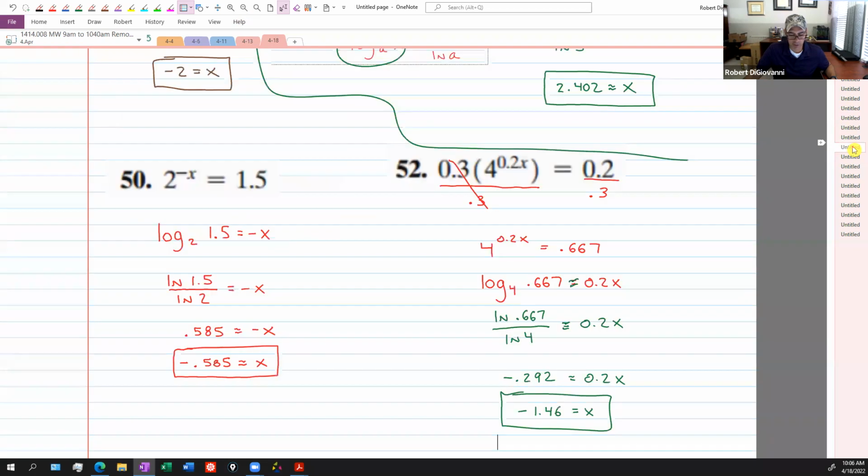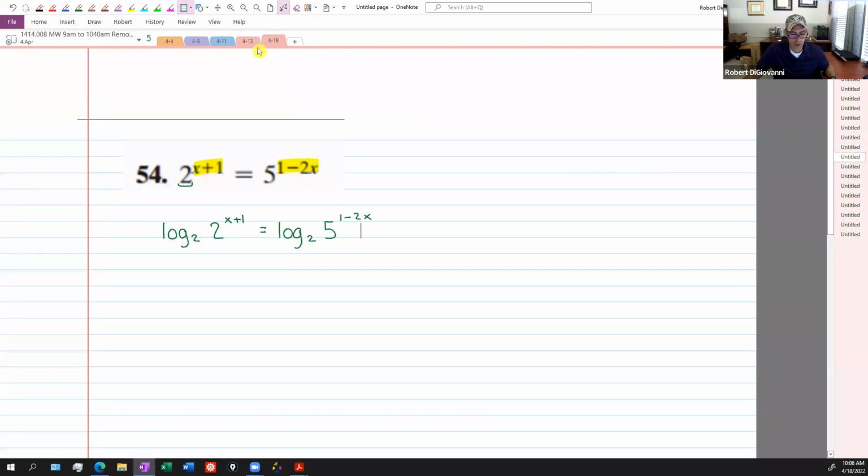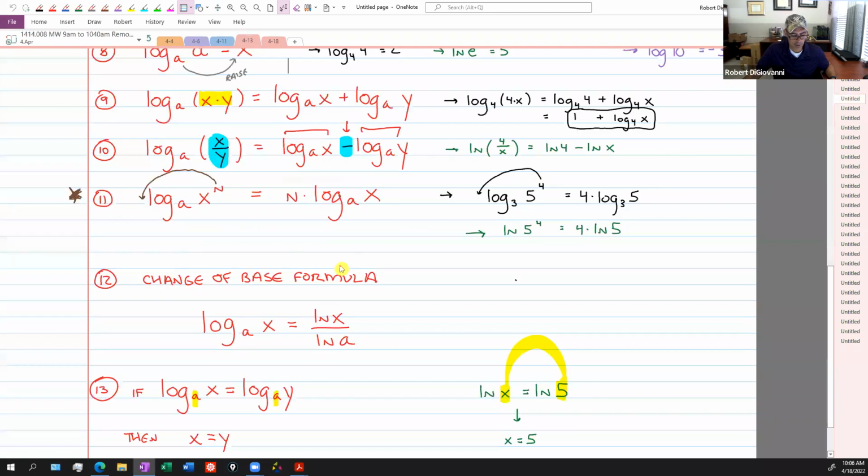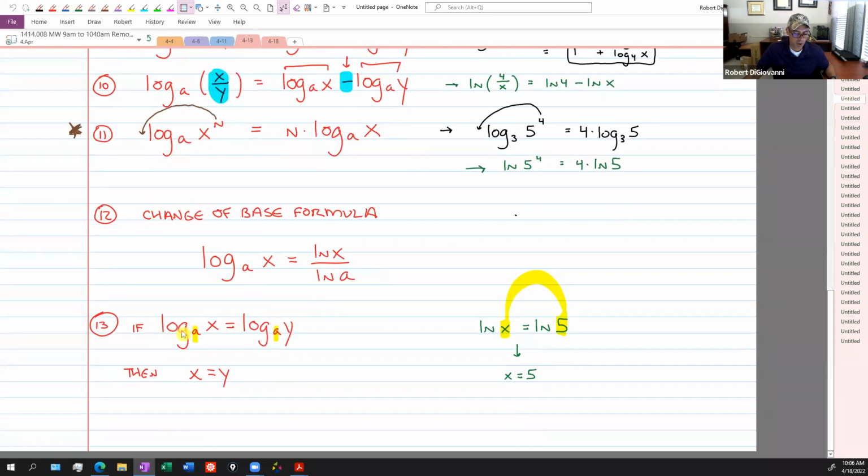Where's that property 13? That property 13 that we had right here says if you have log base a of x equals log base a of y, that means the insides are the same. What we're doing is we're actually starting with this and converting it backwards. So let me show you that.